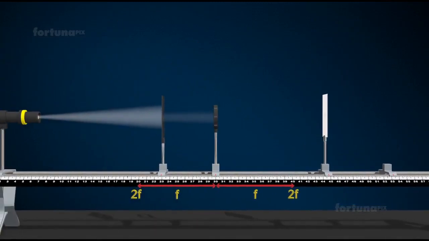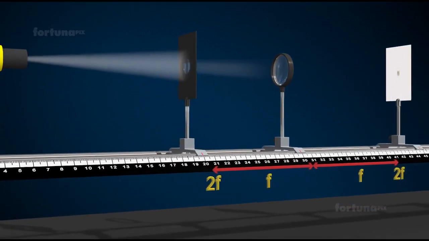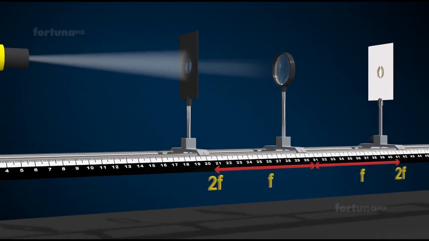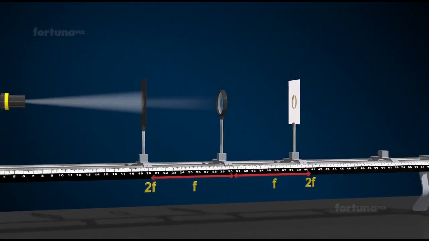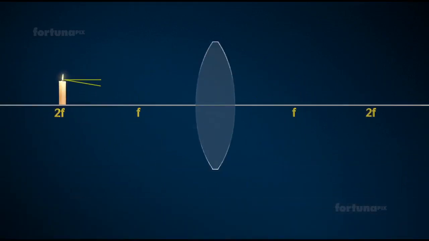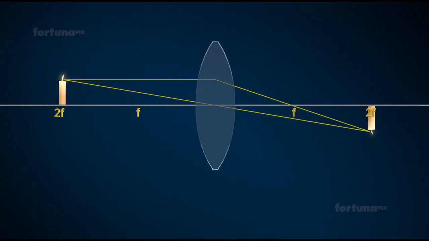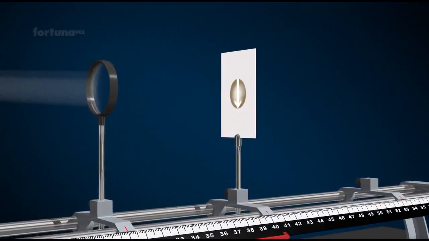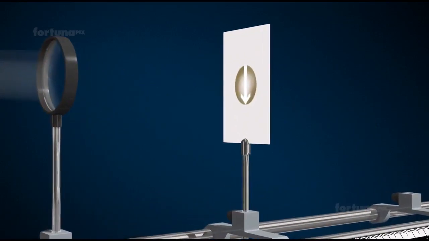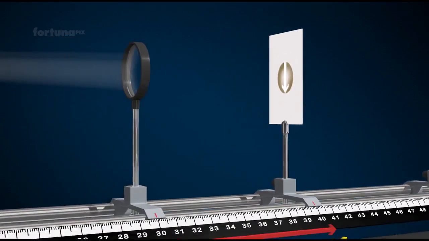If the object is moved farther back and placed at 2f, the image is also formed at 2f on the opposite side of the lens. In this case, the image will be the same size as the object, but it will still be inverted. And once again, the image can be captured on a screen, making it a real image.